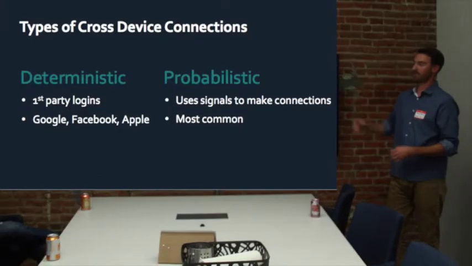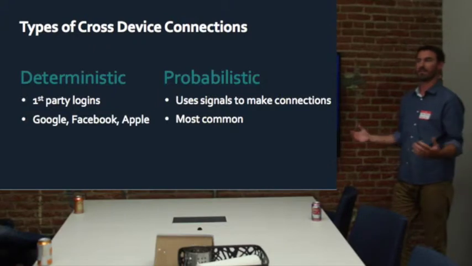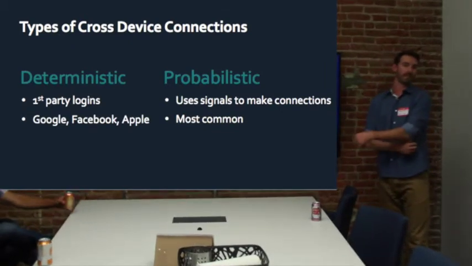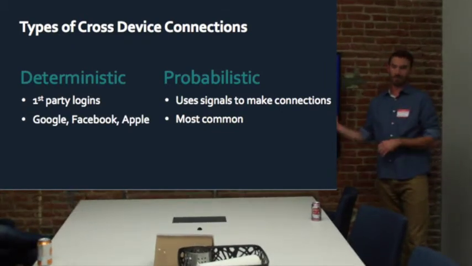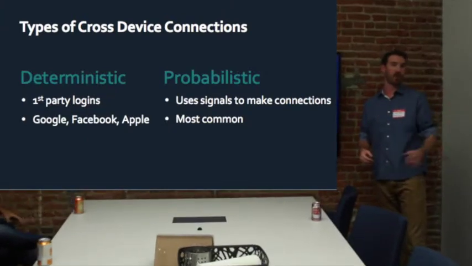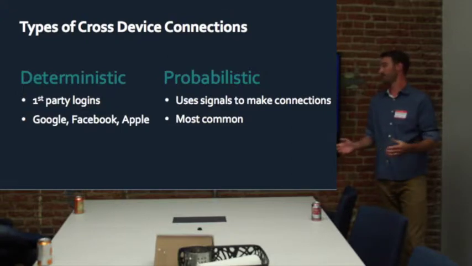Today, there are 2 options for connecting this cross-device path. The first one is deterministic. This is first-party logins. Think about your Facebook. You have Facebook on your computer, you have Facebook on your phone. I would guess that almost all of you connect on both. And so it's easy for Facebook to recognize who you are on both devices, right? You logged in on both, those are both your devices.